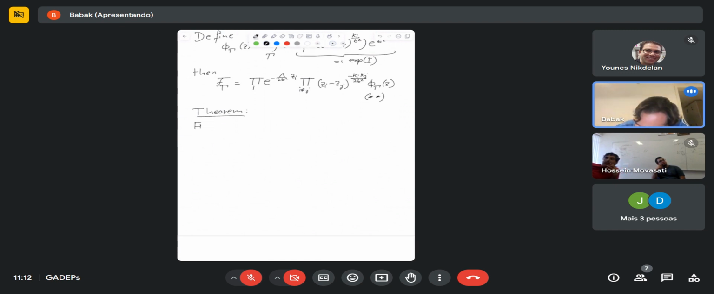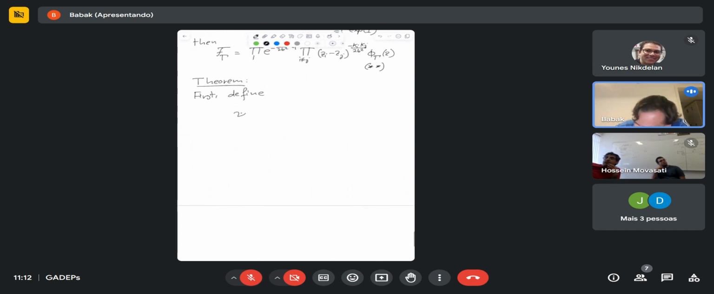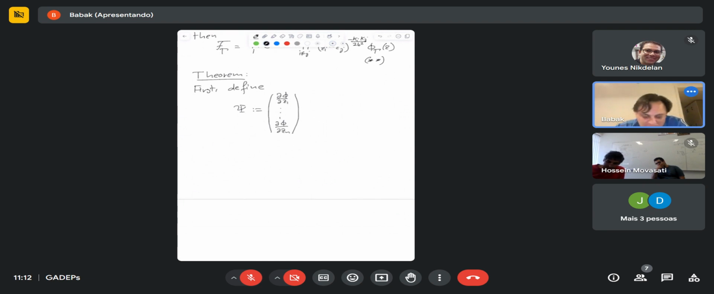So first, define now the following vector, psi, which is defined as the derivatives of this phi with respect to z1, z2, and so on, all the way until you reach zn, where n is the number of your operators, the total number you have. Then we have two results.